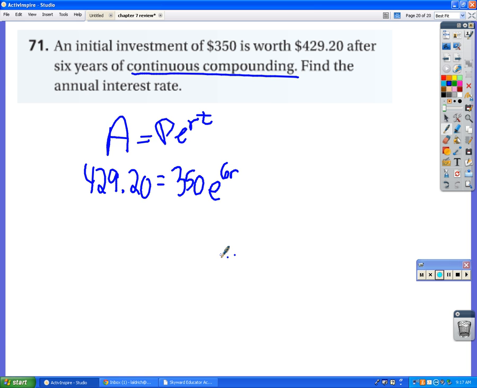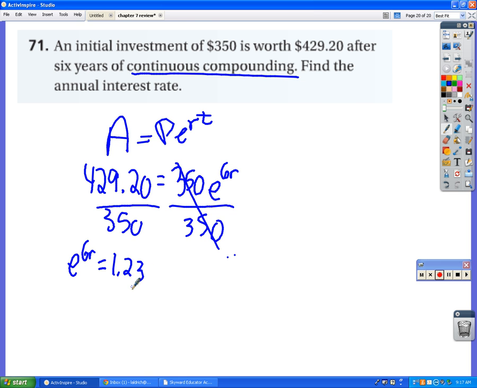What do I do to solve this for r? Divide. I always forget that part. Divide by 350 first. What's 429.2 divided by 350? 1.23. So e to the 6r equals 1.23.